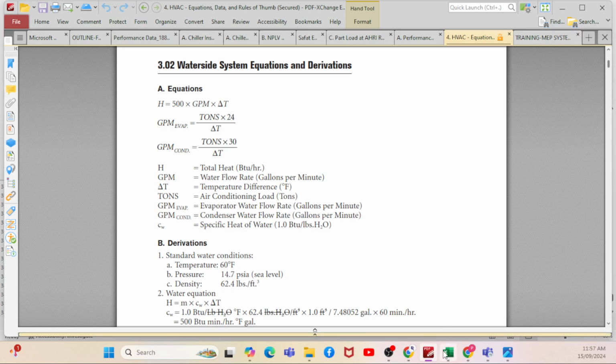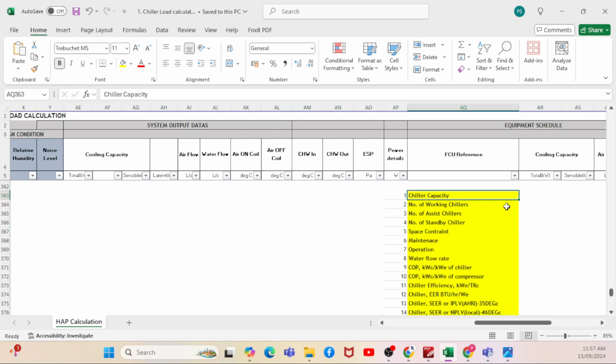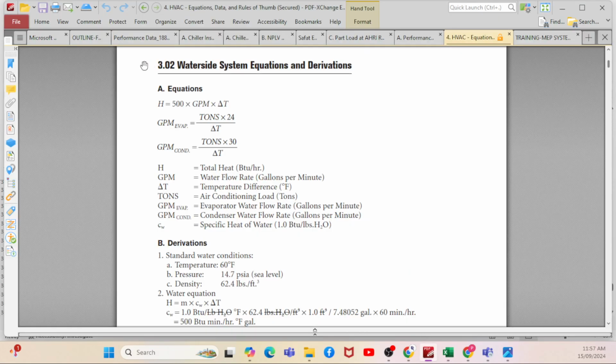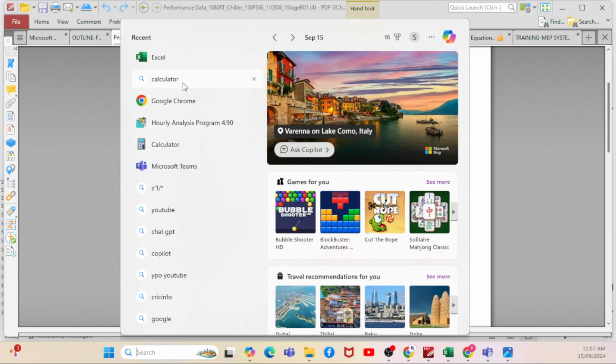Okay, clear, right? Then if you go to these particular parameters, whatever I said, chiller capacity, if my project is 24,000, and you go to one of the chillers, what is the capacity? You can talk about 1880 refrigerant ton. So if you talk about refrigerant ton, how many kilowatt?